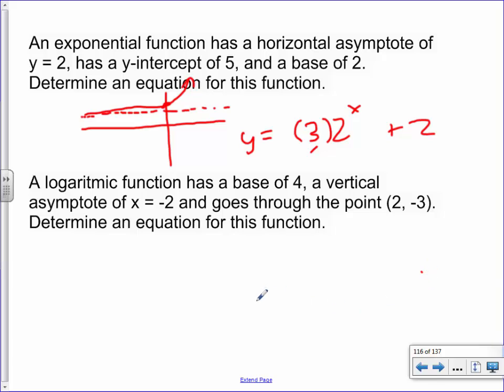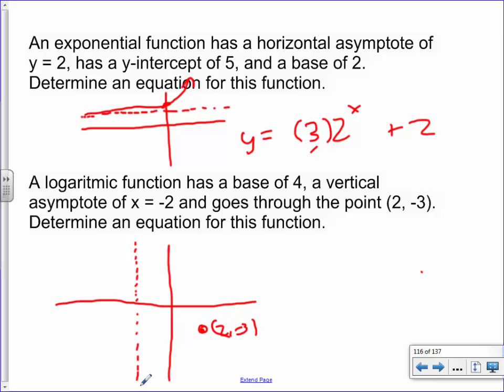We're going to try a logarithmic graph. So first I'm going to sketch what this looks like roughly. It has a base of 4. It has a vertical asymptote of x equals minus 2. And I'm going to tell you a point that it goes through. It goes through 2, negative 3. So that's somewhere around here. 2, negative 3. So that looks like it's doing something like that, I guess. That's my logarithmic function.